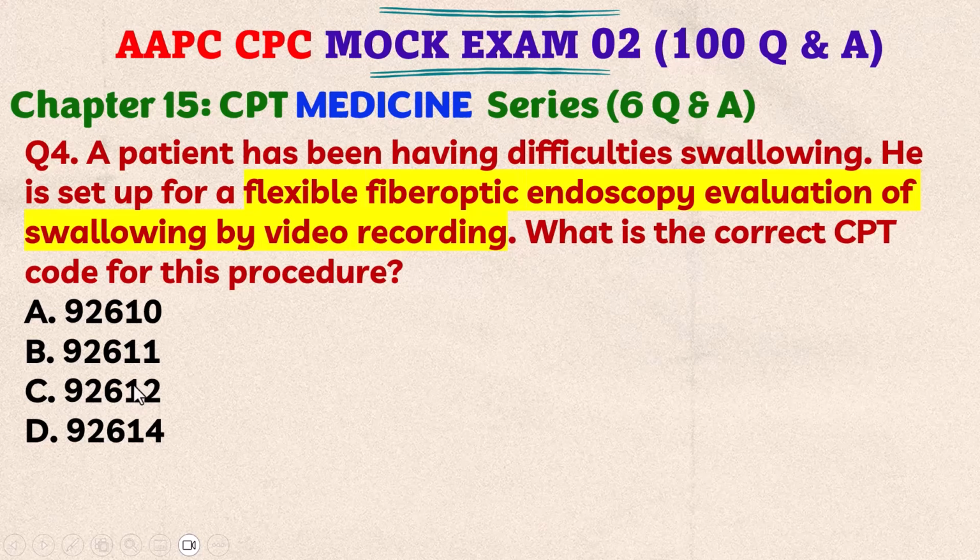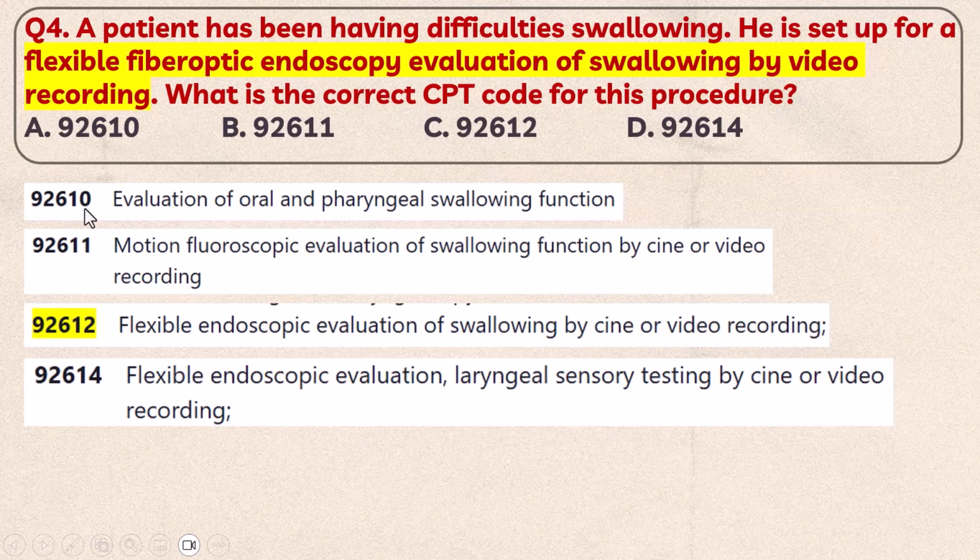So once you look at the answer, all answers are adjacent codes. So you can use the elimination method in the exam to save the time. So once you go to the codes, 92610 says evaluation of oral and pharyngeal swallowing function. That is not the case here. 92611 is motion fluoroscopic evaluation. This is not the motion fluoroscopy. This is flexible fiber optic. That is not the case here.